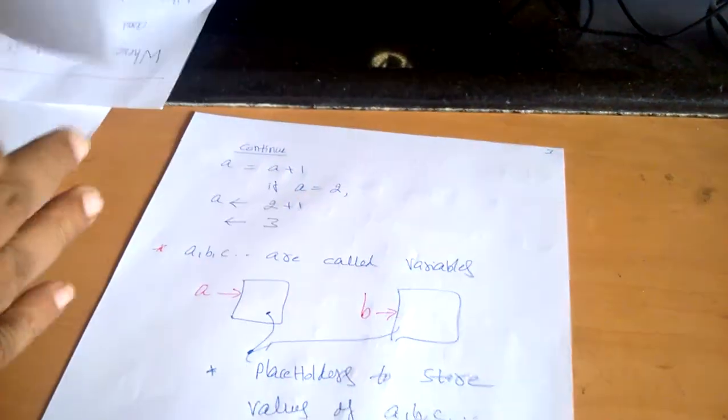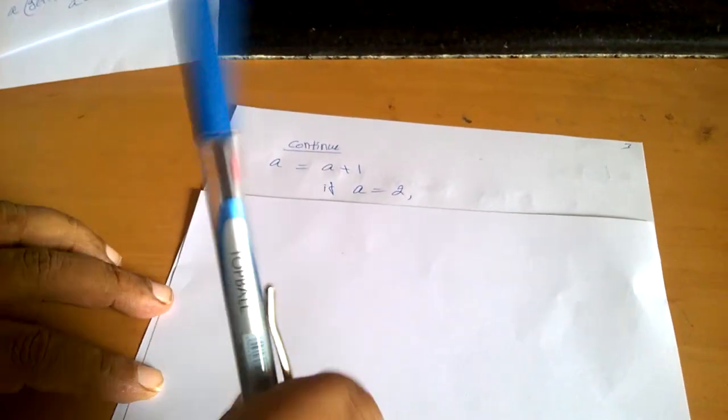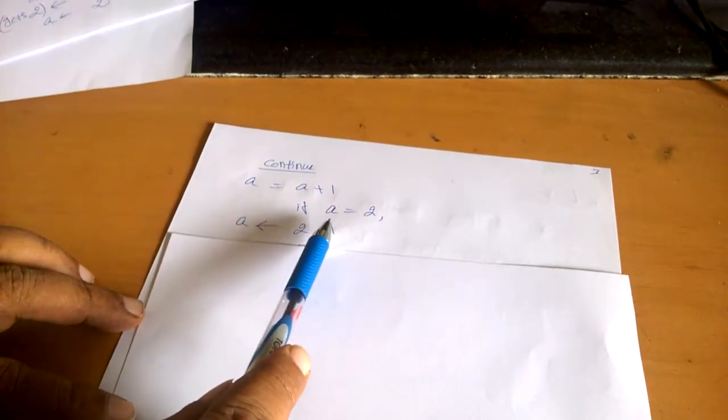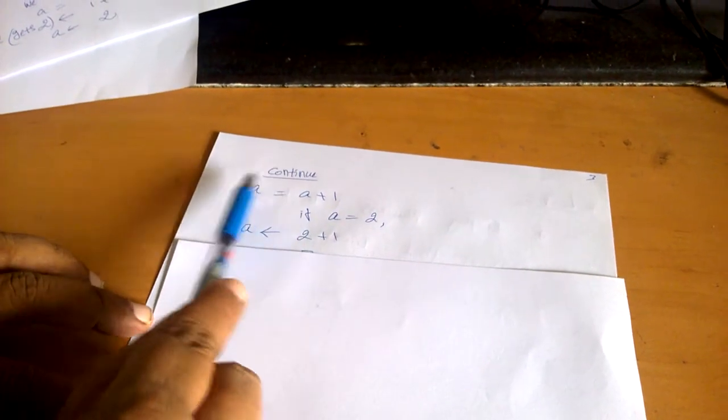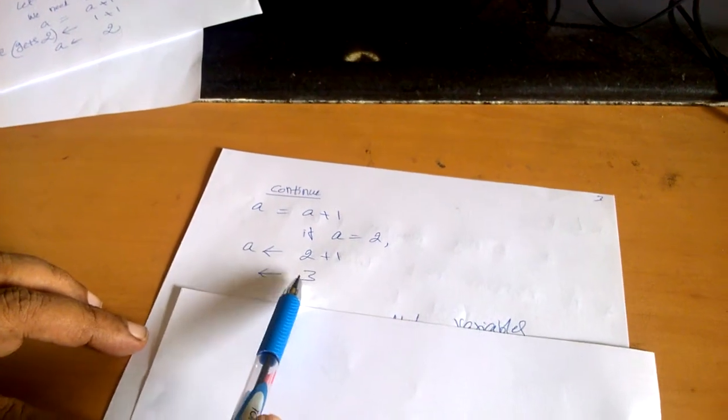Now what we will do is we will take one more example, a similar example. We have a equals a plus 1. Now if you compute, if a equals 2, then the left hand side will become 3. A plus 2 plus 1 is 3. Okay, so that's what it means.